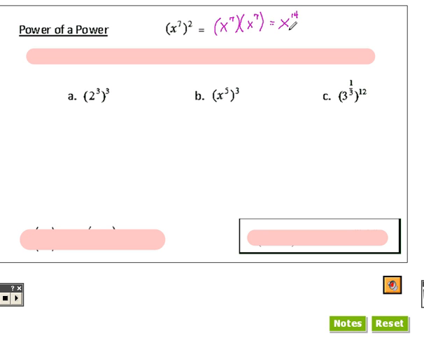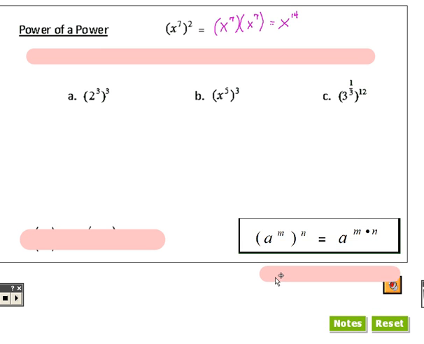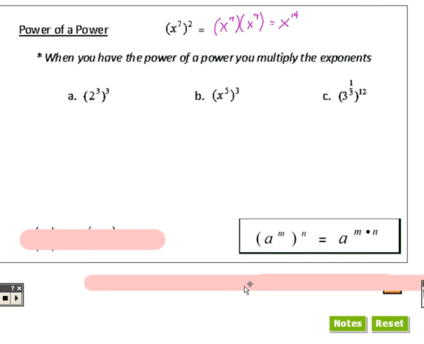But in case I don't want to do this middle step, to get to 14, I could just multiply 7 times 2. So the rule for this, let's read it. When you have the power of a power, you multiply the exponents. So here we have a power to another power. So power of a power, you multiply the exponents. So base to some power to another power, you multiply the exponents to get the new power. Notice the base stays the same.